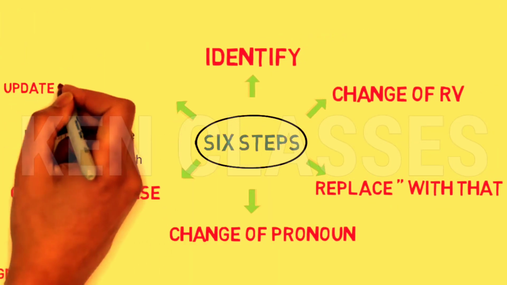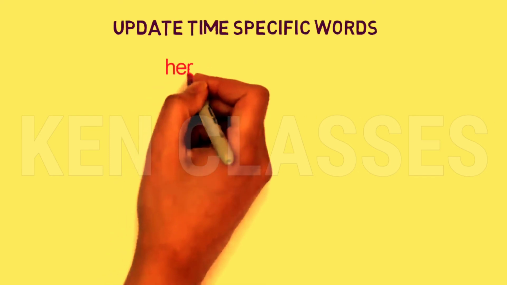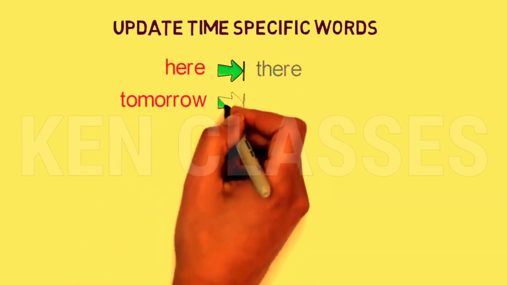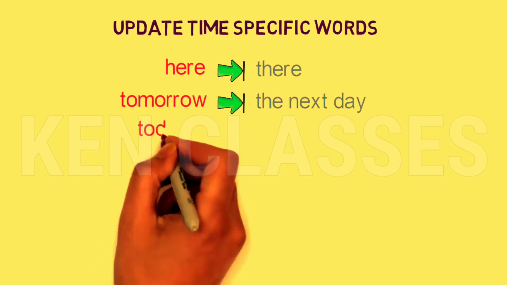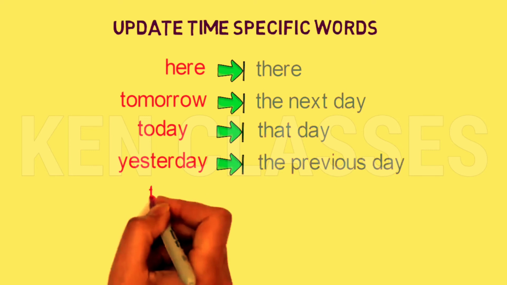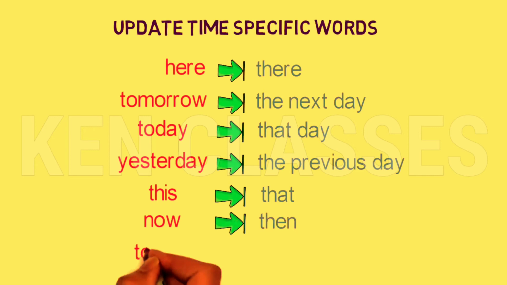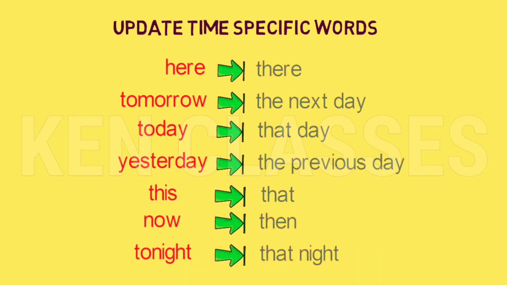Now let's look into the final step. Change in the words denoting time. Words indicating nearness are changed into words showing distances in indirect speech. If these words are present in the reported speech and the reporting verb is in the past tense, then the change will happen in the following way. Here will be converted to there, tomorrow will be converted to the next day, today will be converted to that day, yesterday will be converted to the previous day, this will be converted to that, now will be converted to then, and tonight will be converted to that night.